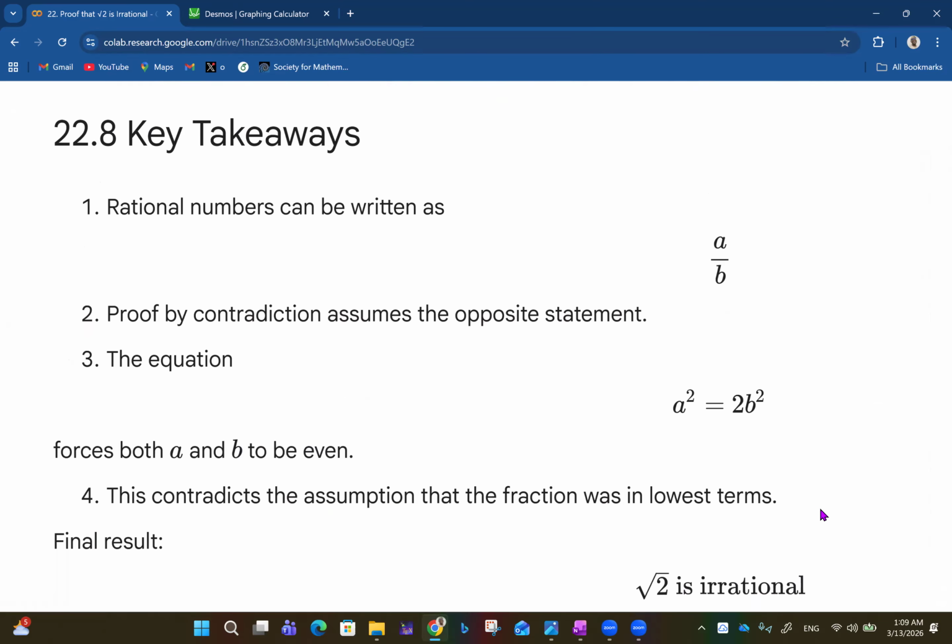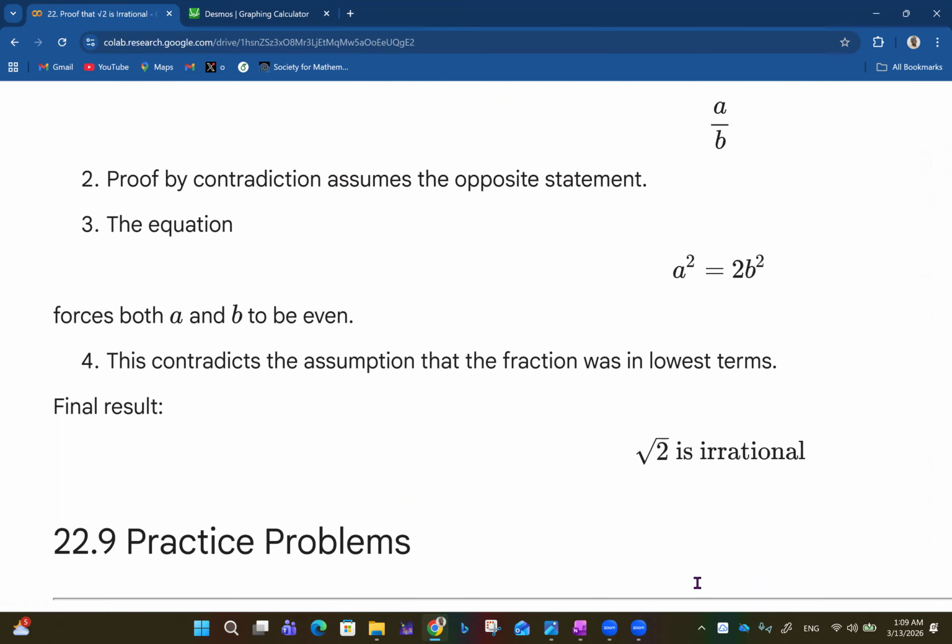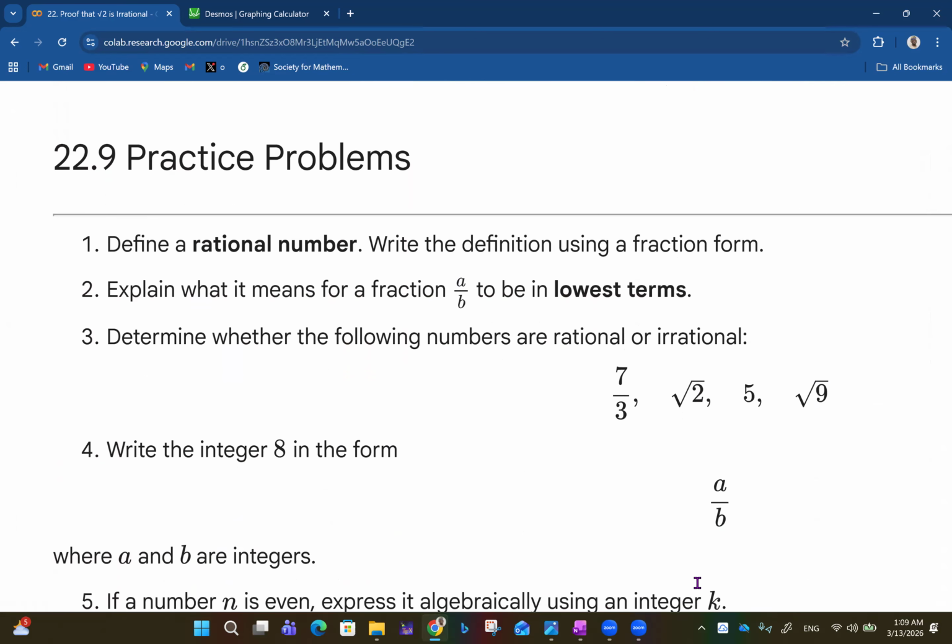So the key takeaways from here is that rational numbers can be written as a over b. Proof by contradiction assumes the opposite statement. The equation a squared equals 2b squared forces both a and b to be even automatically. So this contradicts the assumption that the fraction was in lowest terms. And the final result shows us that square root of 2 is irrational. Okay, so that's how that has been.